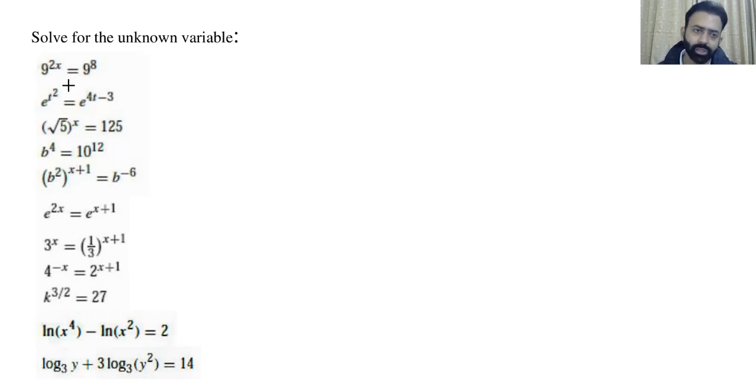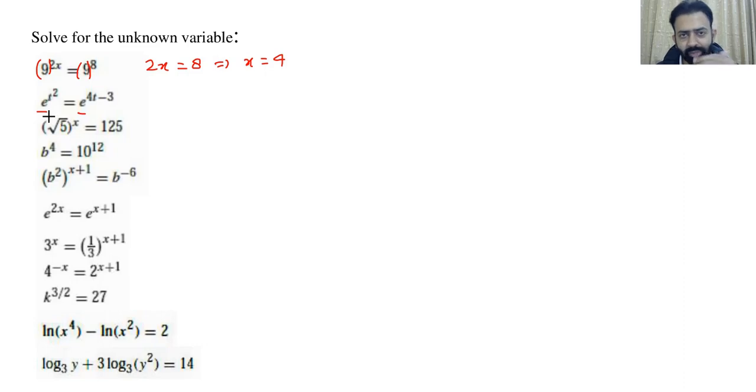So 9 raised to power 2x is equal to 9 raised to power 8. As we can see, 9 is on both the sides, base is 9, so exponents have to be equal. So we simply say that 2x must be equal to 8. So solution is x is equal to 4. Simple. Next, again applying the same logic, e raised to power t square.